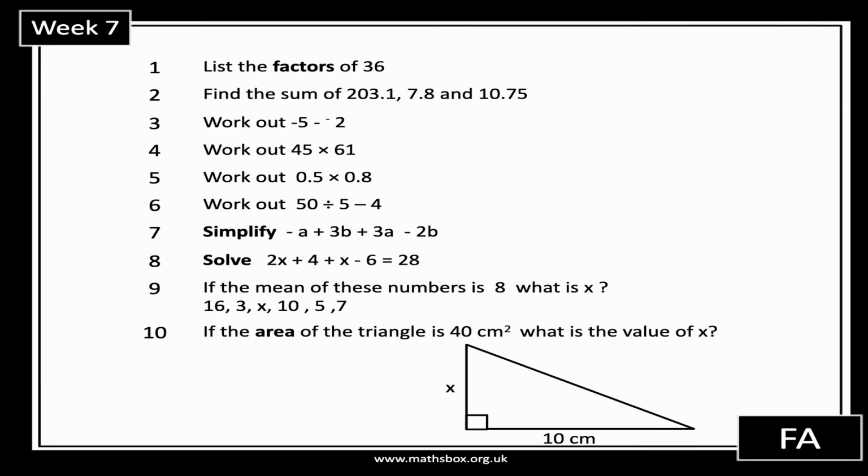This is week 7 now, so we're looking at the foundation tier for this one. So FA means foundation, but it also might be appropriate for higher tier as well. This is question number 1. List all the factors of 36. So factors means numbers that go into it.